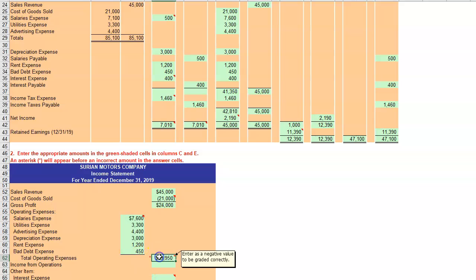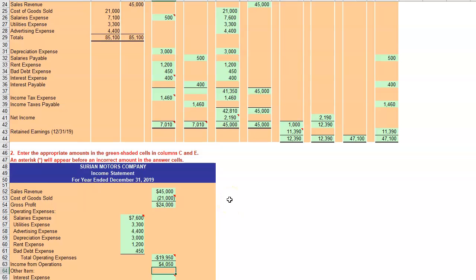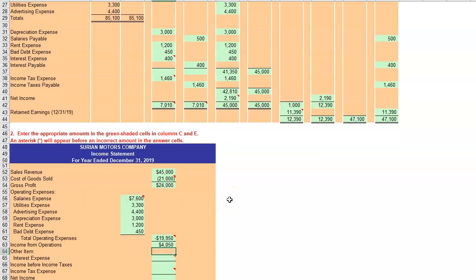Oh, once again, they want a negative in front of it. And then you're going to do your gross profit minus the 19.5. I put a plus sign because it's a negative number. So, all right, there's my income from operations. That does not look correct.